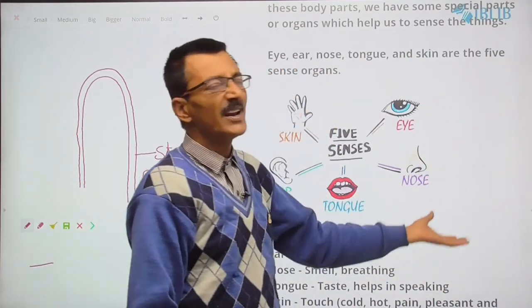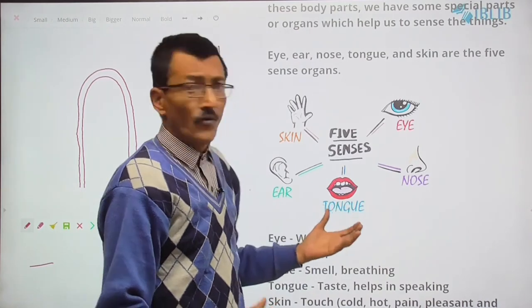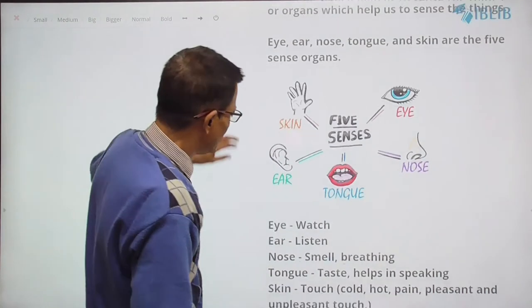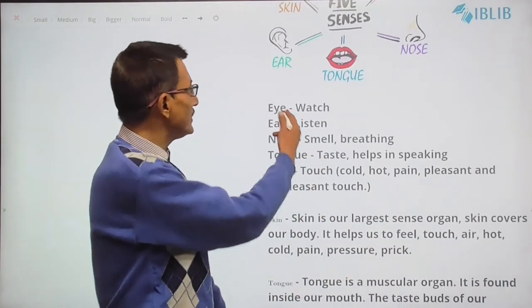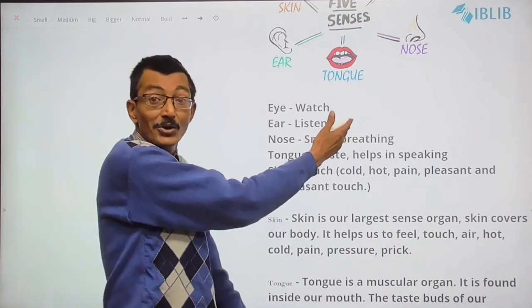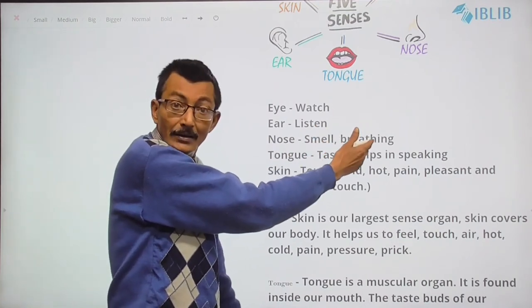Why? The bad smell is coming. So, what tells us about the smell? It is the nose. Let us see. What our eyes do is watch. Ears listen, nose smells. And the nose also helps us in breathing.